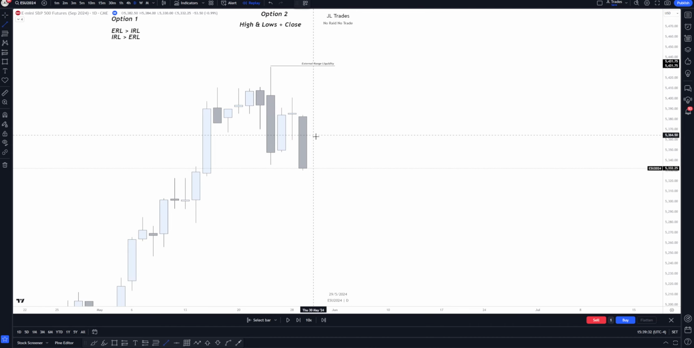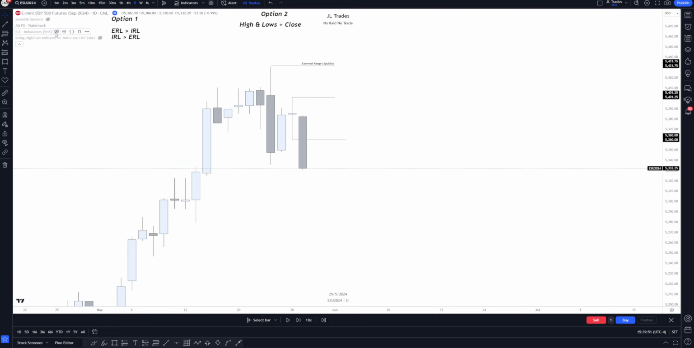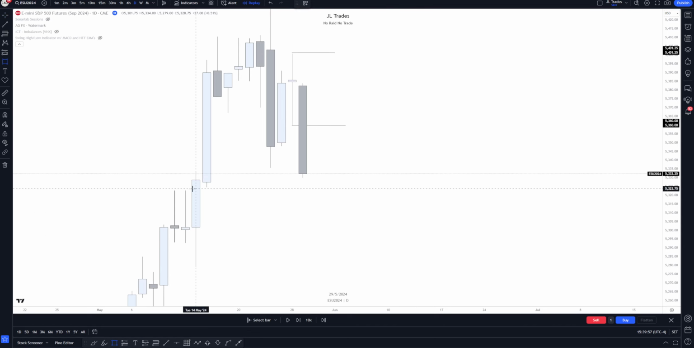So now what do we have? We have previous day low, previous day high. What do we have over here? I'll put an indicator on so you can see. We've obviously disrespected this with this close. We have internal range liquidity here. So if I just make this, it's quite small.